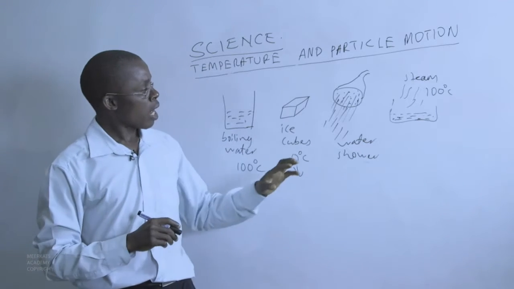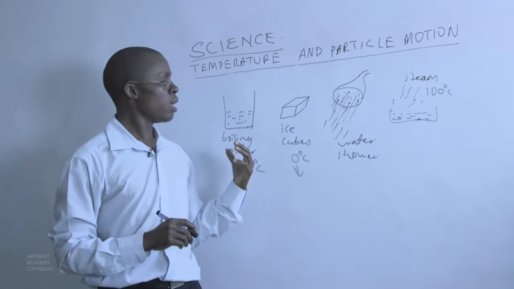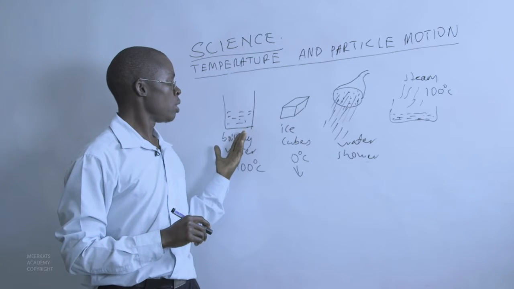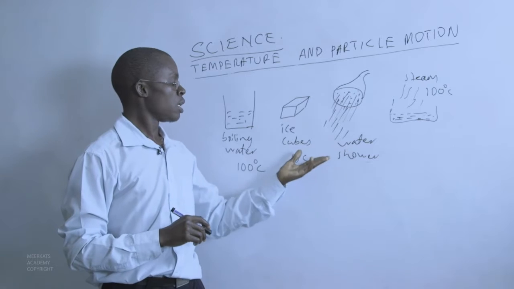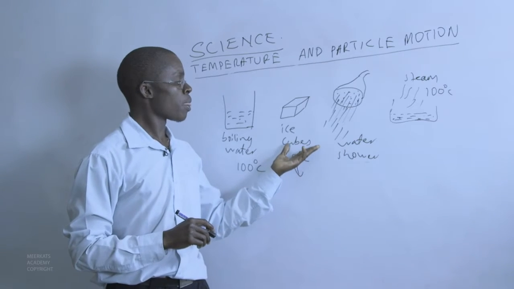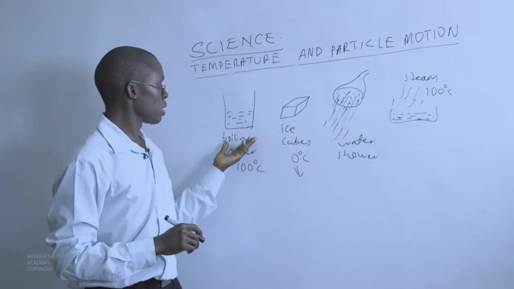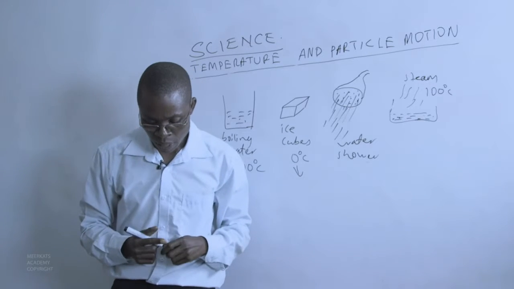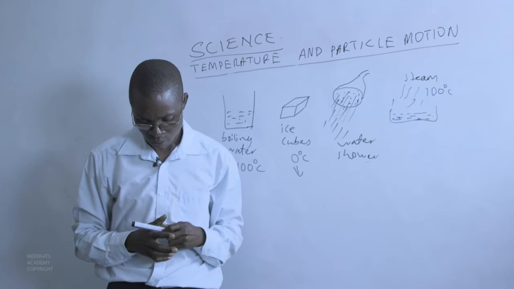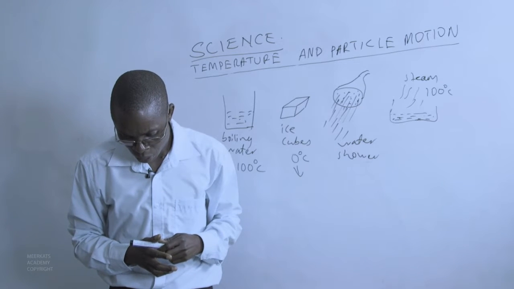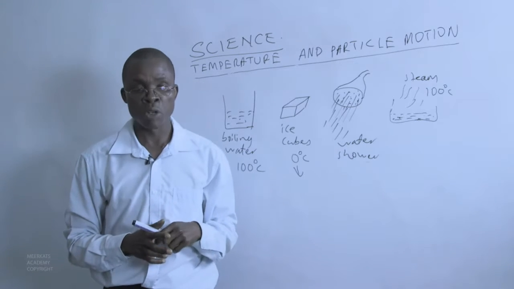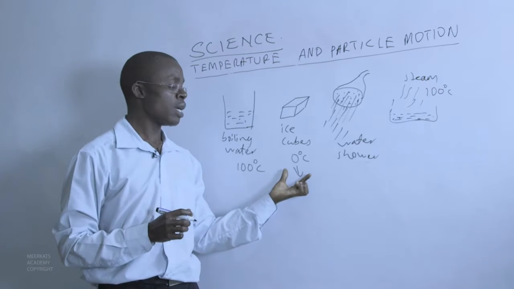So I've only explained why this should have higher movement than this one, the least movement, and this one being more than this. But now let's look at the question. In which diagram will the water particles be moving most slowly? And the answer is in the ice cubes.